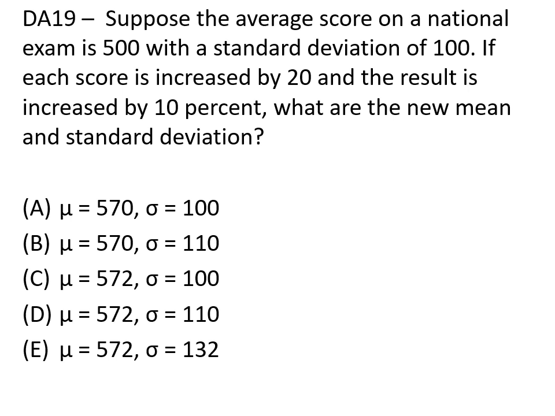All right, DA 19. Suppose the average score on a national exam is 500 with a standard deviation of 100. If each score is increased by 20 and the result is increased by 10%, what is the new mean and standard deviation? So this is how we dealt with random variables and how the mean and standard deviation increases. What things affect mean? What kinds of things affect standard deviation?